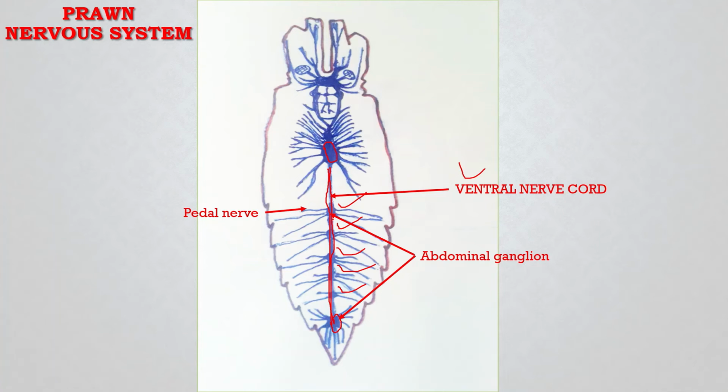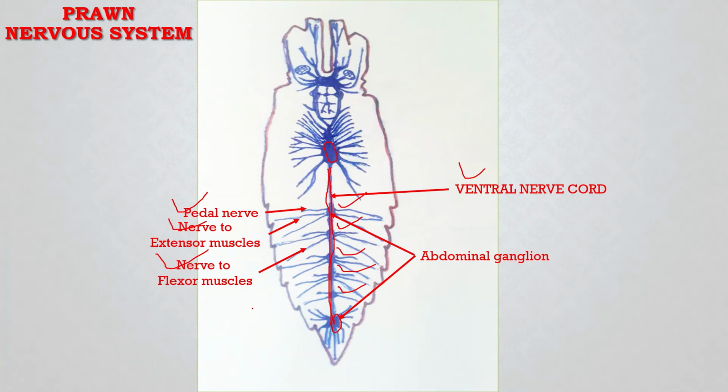The first pair goes to the pleopods, the second pair goes to the extensor muscle, and the third pair goes to the flexor muscle. So from each of the first 5 abdominal ganglia, a total of 3 pairs of nerves arise: the first pair to the pleopods, the second to the extensor muscles, and the third called nerves to the flexor muscles.